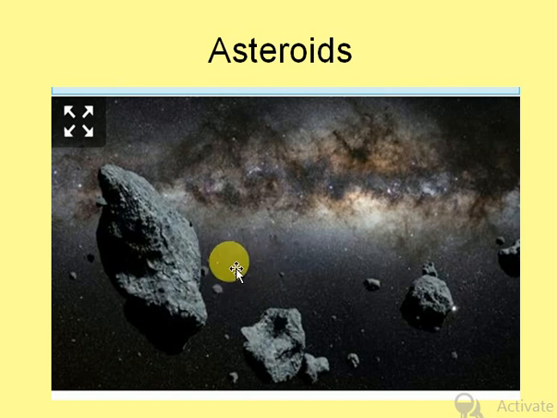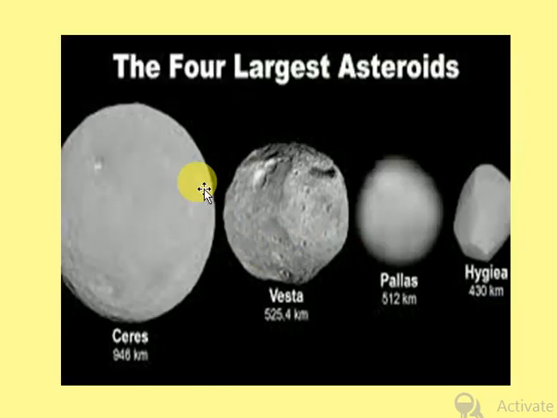So try to find out more about these asteroids. Let us see the four largest asteroids. Ceres, as we discussed, is the largest one. Then we have Vesta, Pallas, and Xena. Many more are there, but these four are the largest ones.